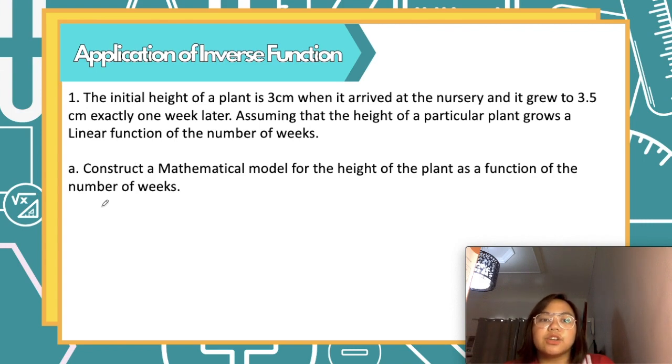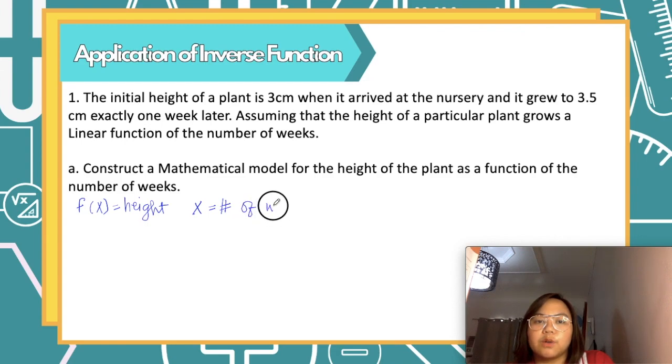Okay, so for letter A, we are to construct a mathematical model for the height of the plant. Since we are to construct a mathematical model for the height of the plant, our f of x is equal to the height of the plant. Okay, height as a function of the number of weeks. So we can say that x is the number of weeks, or the independent variable, and height is the dependent variable. Okay, we are to construct a mathematical model. So let's have the table first for the given situation, x and f of x.